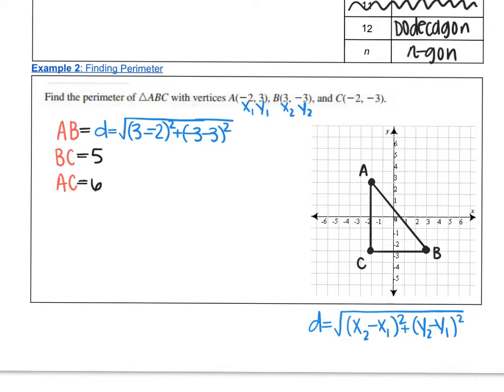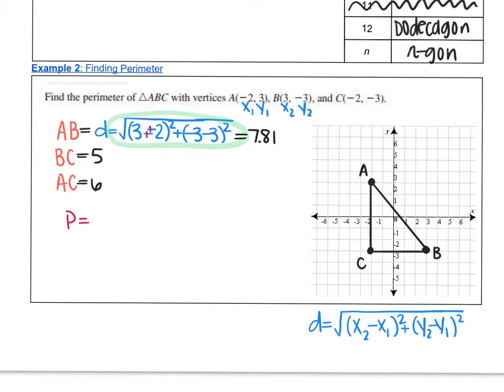And I have minus and negatives, so that'll become plus a positive. If you want, you can type this all in your calculator at once with the square root and everything. Just make sure you use parentheses, or you can solve it in your head or solve it out. Either way, you're going to end up getting 7.81. So the distance of AB is 7.81. Now that I have all my distances, now that I know all of my side lengths, I can go ahead and add them together to find the perimeter.